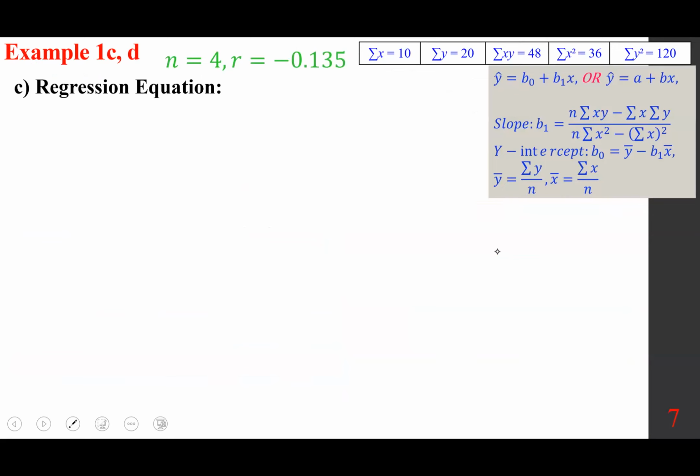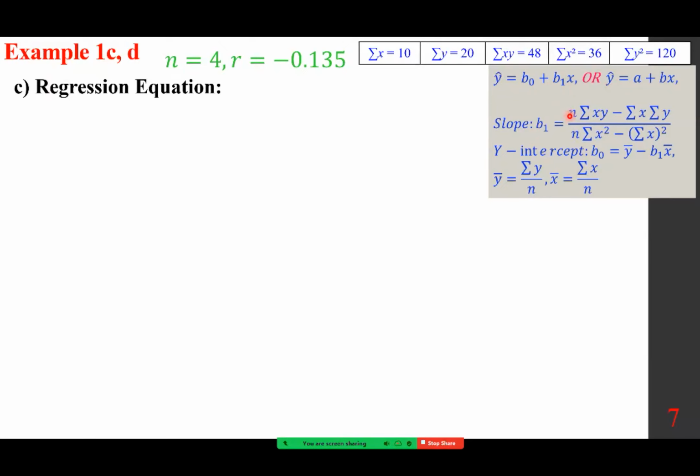Regression equation. Again, I'm going to go over the process, everybody, but you don't have to do this by hand. I'll show you where we found that with the technology. We've already done that, but I'm reminding you of the values of n and r, and these are the values we calculated: summation of x, summation of y, and so on. So according to the formula, y hat is b0 plus b1x, or y hat is a plus bx, depending on the text and the technology. They use one of those.